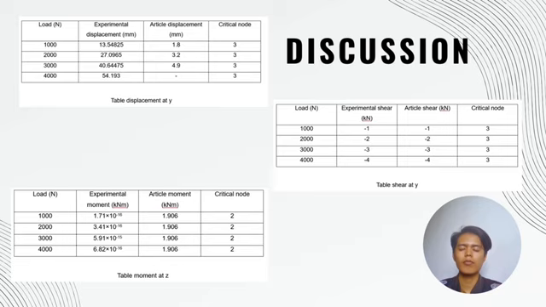shear data. The highest bending moment was observed at node 2 with a critical value at 3000 Newton load. No significant bending moments were recorded on the x-axis and y-axis, indicating that the critical moment will happen along the z-axis only.